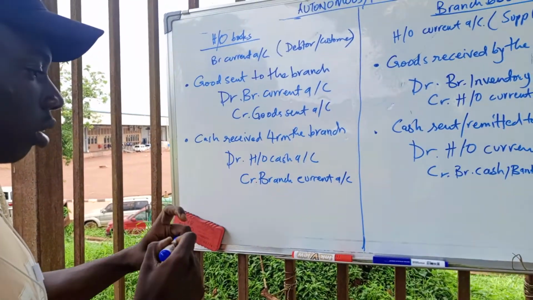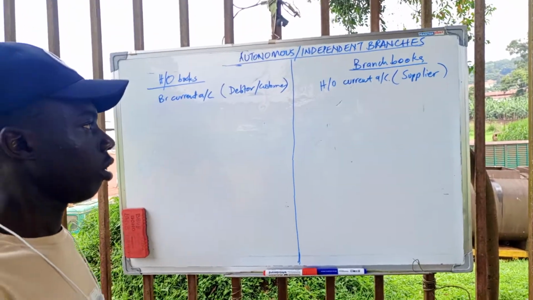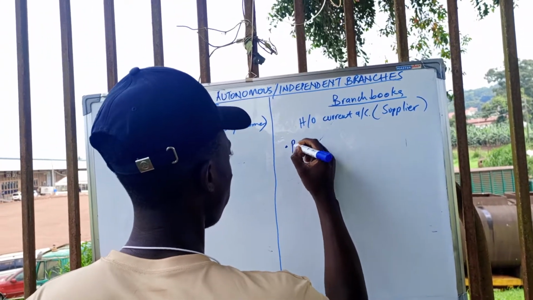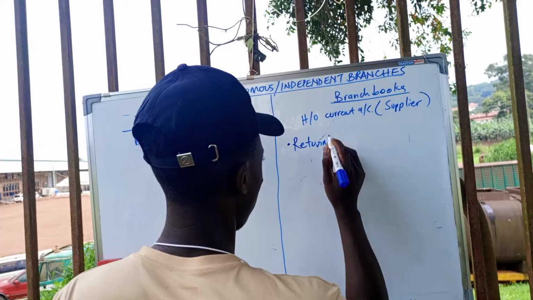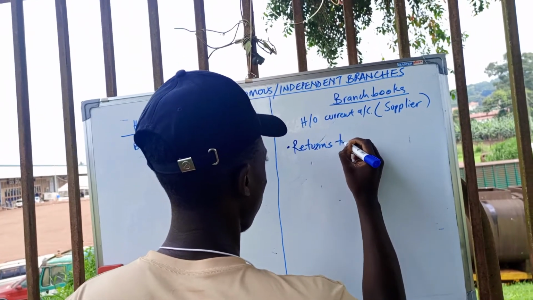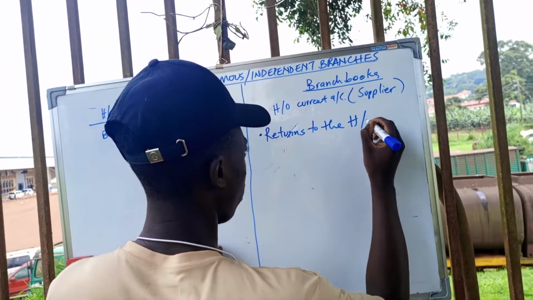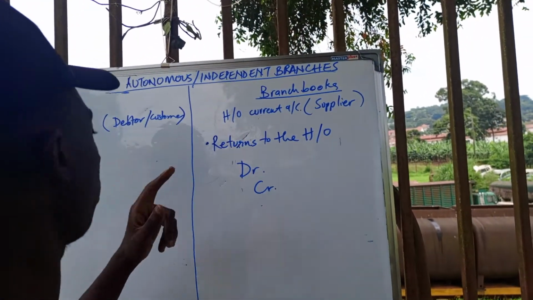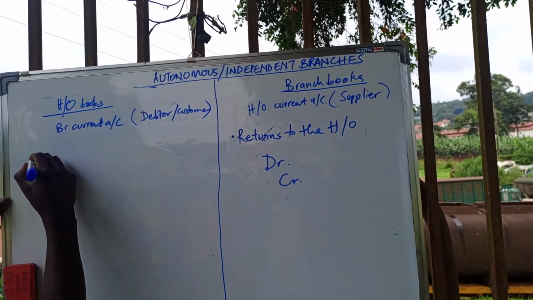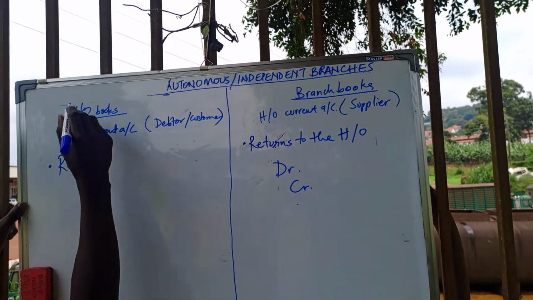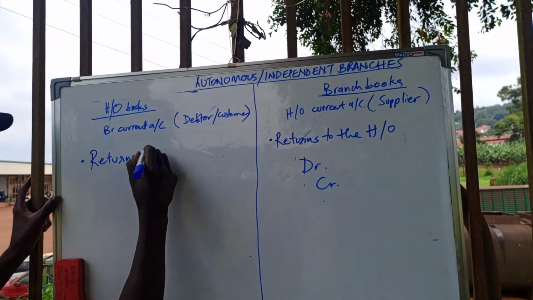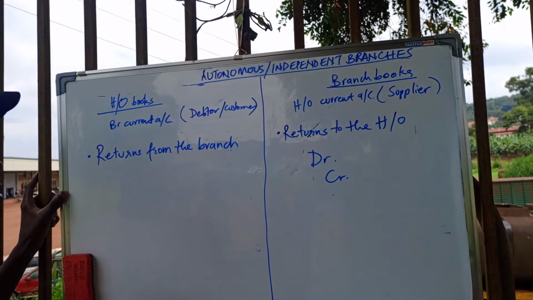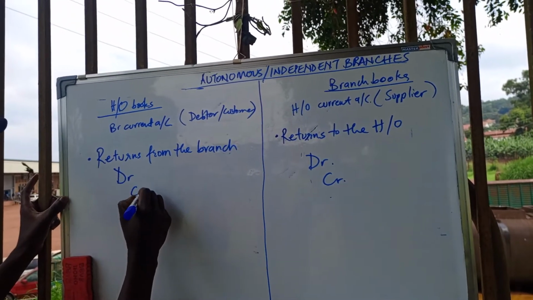Then you go to other transactions. Other transactions that you can encounter, for instance, are returns to the head office. The branch can return the goods to the head office, so we pass the journal entry. Of course, when these ones return, you are going to have the opposite transaction as returns from the branch, and the head office books returns from the branch. So we shall still be passing a journal entry there.